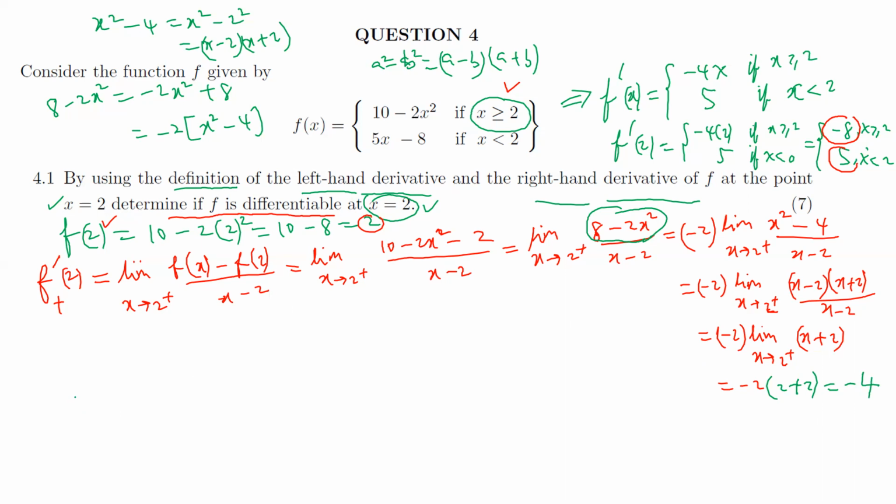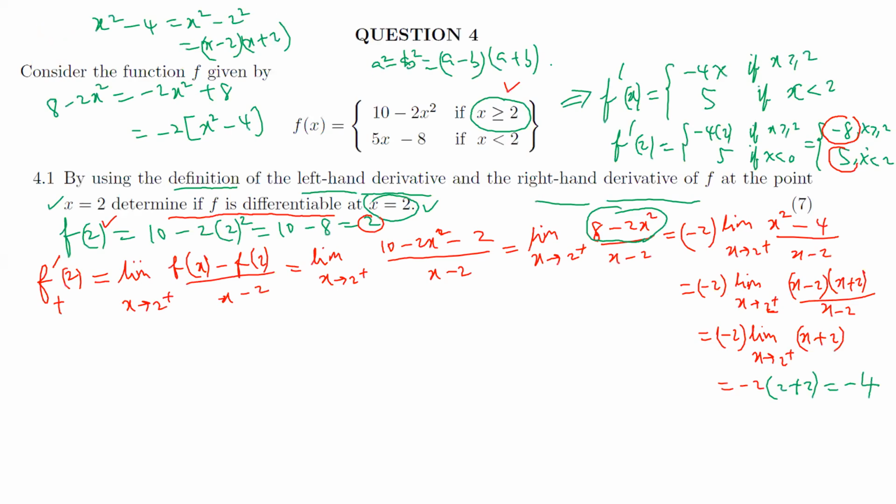Now we do the next one. We're going to do the left-hand derivative. Right, the left-hand derivative is f sub minus prime of 2, and therefore it is this one: the limit as x approaches 2 from the left of f of x minus f of 2, divided by x minus 2. What is f of x when x is smaller than 2? When x is smaller than 2, f of x is 5x minus 8.